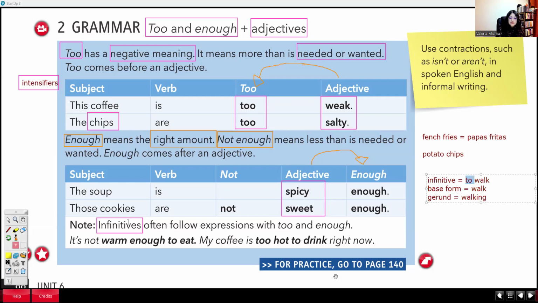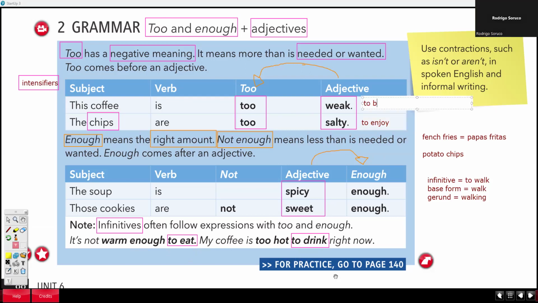Okay, so infinitives often follow expressions with too and enough. Let's see the examples. It's not warm enough to eat. Oh, my coffee is too hot to drink right now. The chips are too salty to enjoy, for example. Too salty to enjoy. That means that I cannot enjoy them because they are too salty.